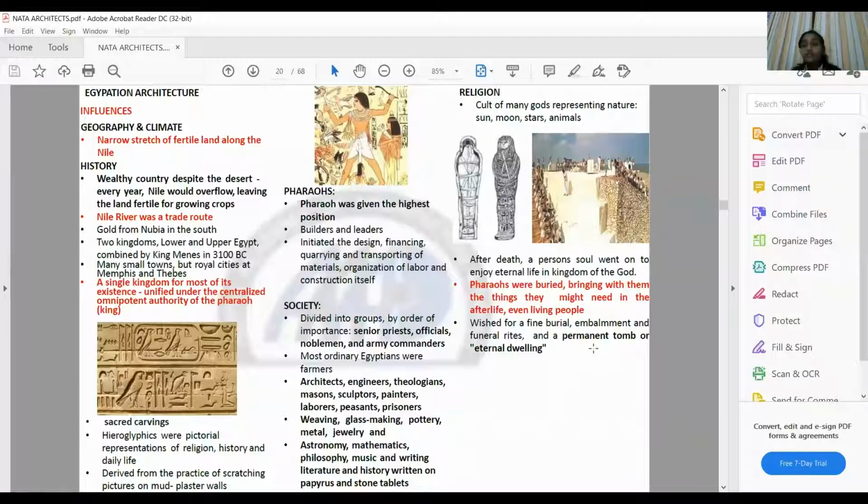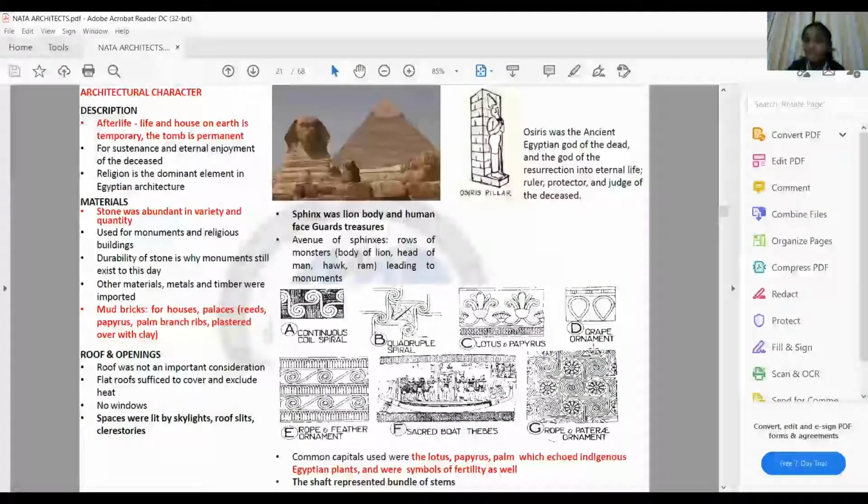And the main important concept is they believed in life after death. So that is the afterlife concept, where they did not give importance to the residential buildings as such. They gave importance to the tombs, and mainly they believed that the eternal enjoyment of the deceased was given more importance. So that is where they started constructing these burial monuments, which were referred to as the Great Pyramids. And the overall city was also referred to as the city of the dead.